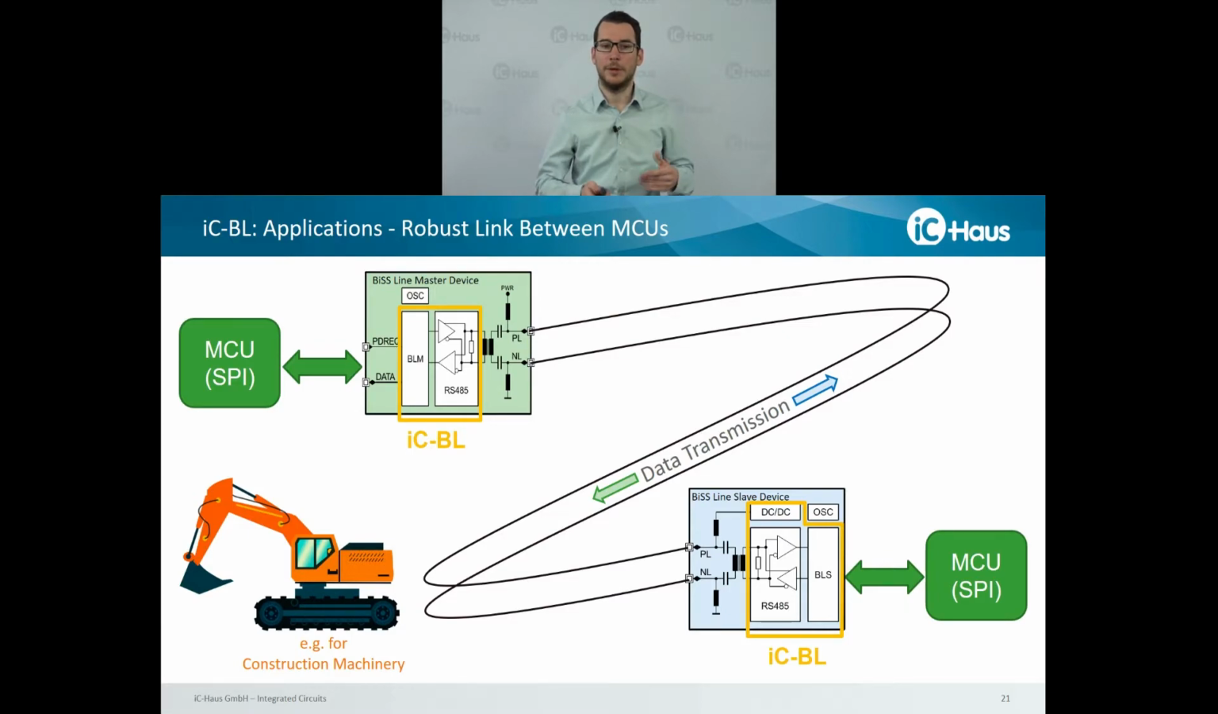The microcontroller at the BiSS Line master transmits actuator data to the microcontroller at the BiSS Line slave, and the microcontroller at the BiSS Line slave can transmit sensor data back to the microcontroller at the BiSS Line master. This setup is perfectly suitable to connect two or several microcontroller units, even in disturbed environments, for example, in applications like construction machinery.